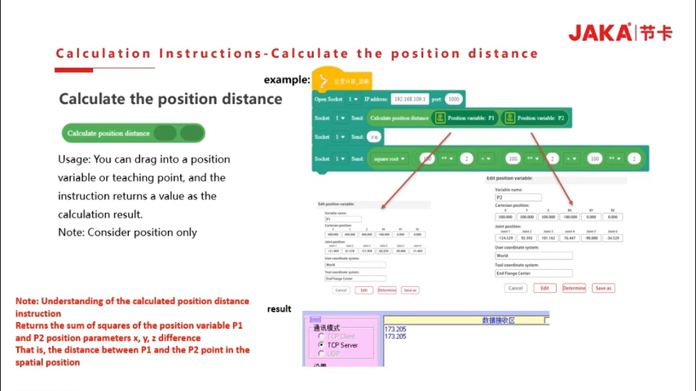Calculate position distance command understanding. It returns the sum of the squares of the differences of the position parameters x, y, z of position variables P1 and P2, and then takes the square root, that is the distance between P1 and P2 in spatial position.